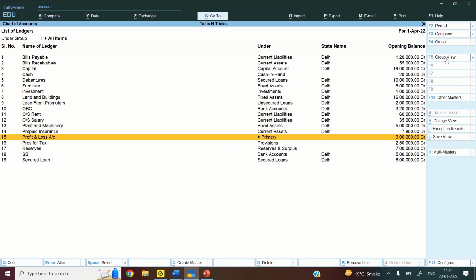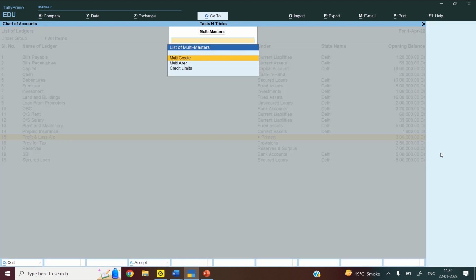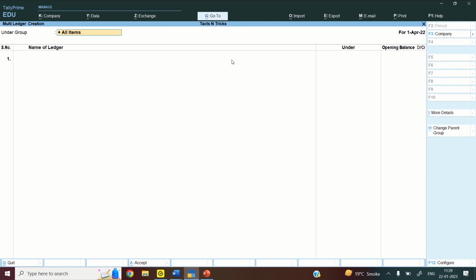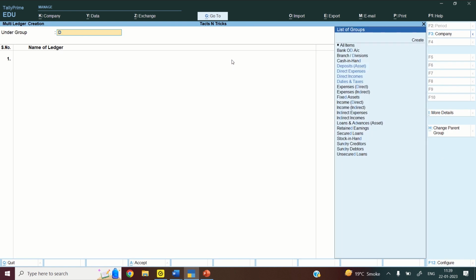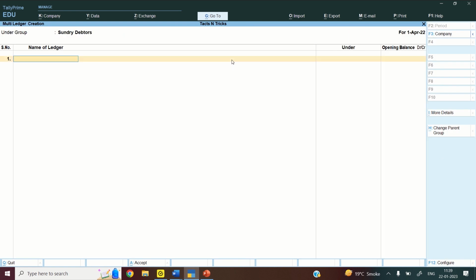Okay, now only three ledgers are left, that is stock, debtors and creditors. So first I will again go to Alt plus H, multi masters, and then multi create. So first of all I will fill in the details of debtors. So you can see in the question, in the table below stock, there are debtors given. So I will write all the debtors along with their opening balances.